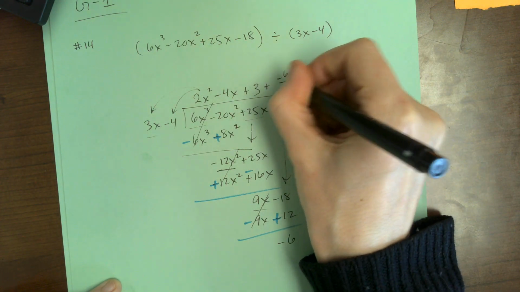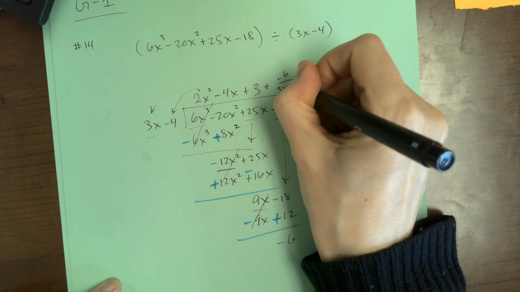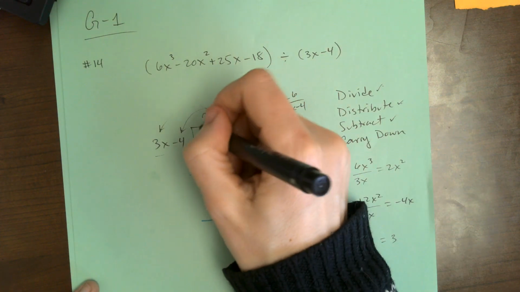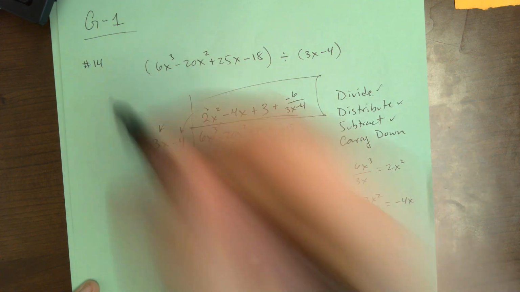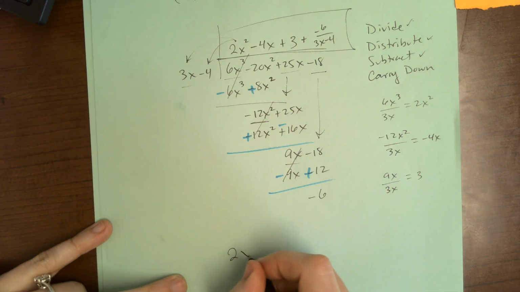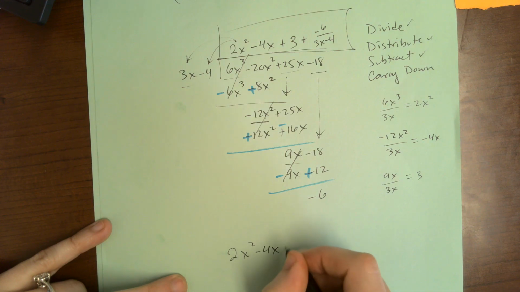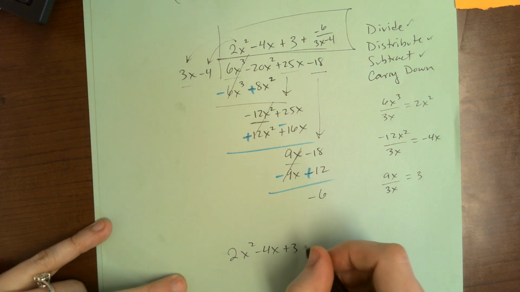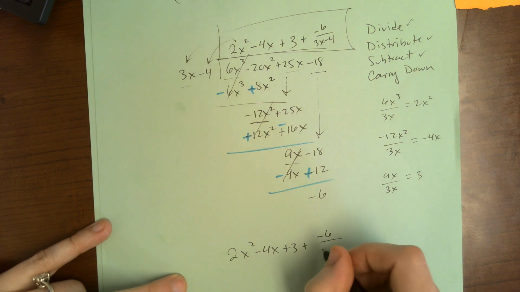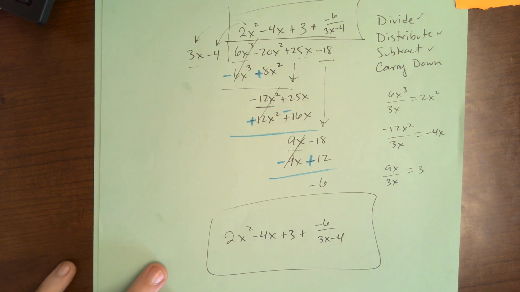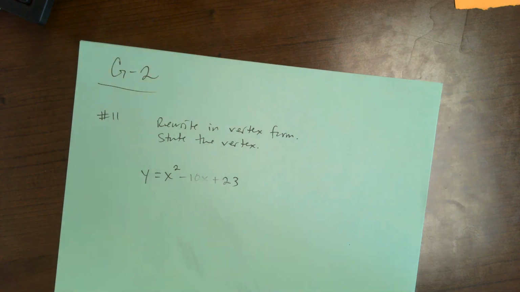And so our answer, guys, is this trinomial here plus the remainder over the divisor. If you want, you could box this up right there as the answer, or you could write it separately. You could put the minus out front if you want, or you could leave it like this. So that's the answer for that type.